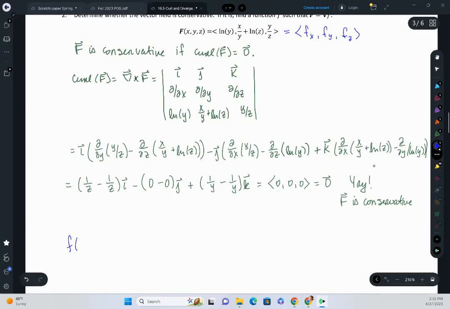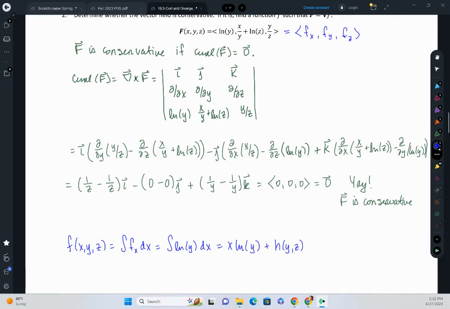So let's start with f of x, y, z, which in theory should be the integral of f sub x dx. Okay, so I pull up my f sub x. We're told it's ln of y. We're going to integrate that with respect to x, and we'll just get back x ln of y, plus our constant of integration, we'll call it h of yz, since y and z would all be treated like constants in an integral with respect to x.